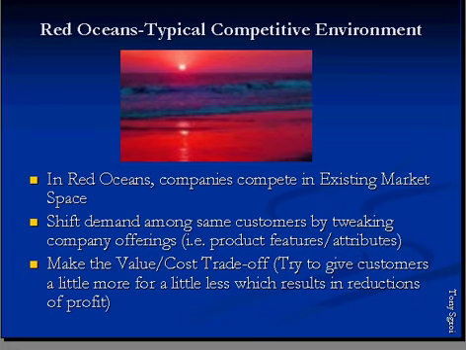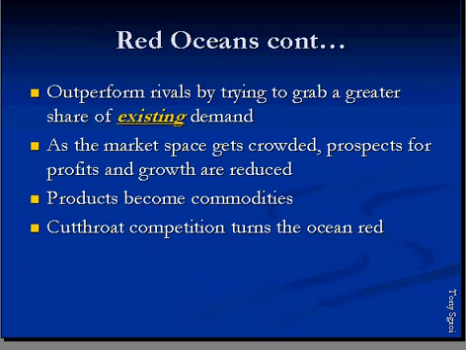Red oceans. This is the typical competitive environment. In red oceans, companies compete in existing market space. They shift demand among the same customer group by tweaking company offerings. They make the value-cost trade-off. This means that they try to give customers a little more for a little less, which results in reductions of profit. They try to outperform rivals by grabbing a greater share of existing demand. As the market space gets crowded, prospects for profits and growth are reduced. Products become commodities, and cutthroat competition turns the oceans red.